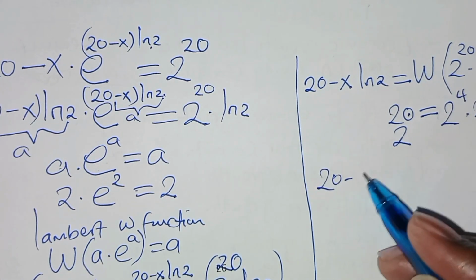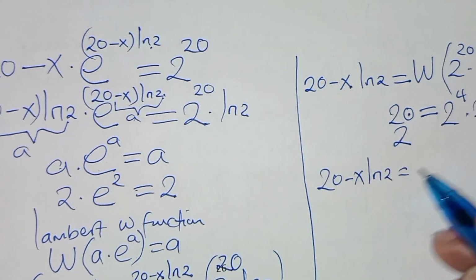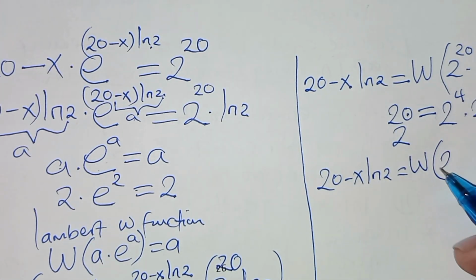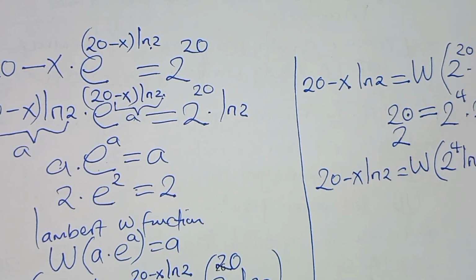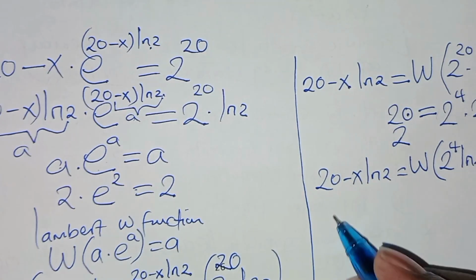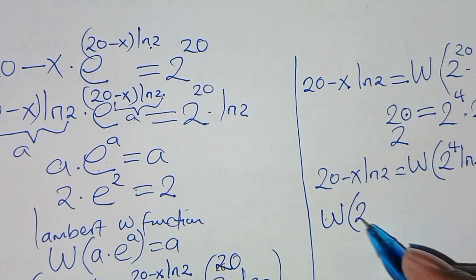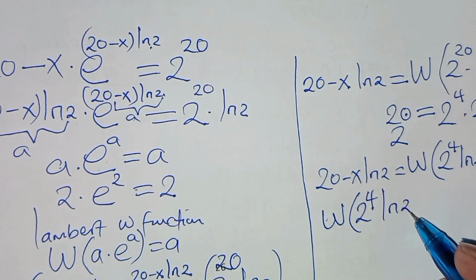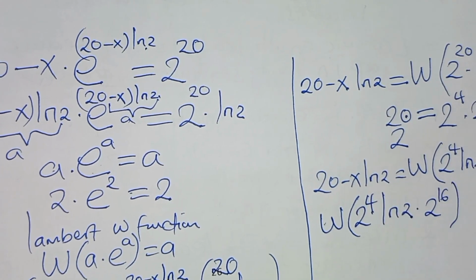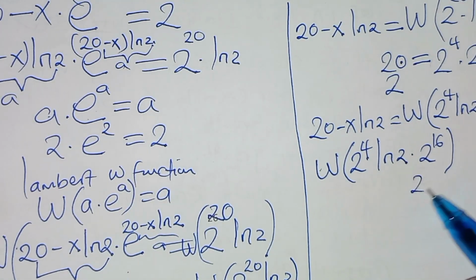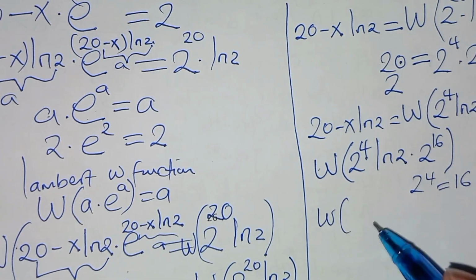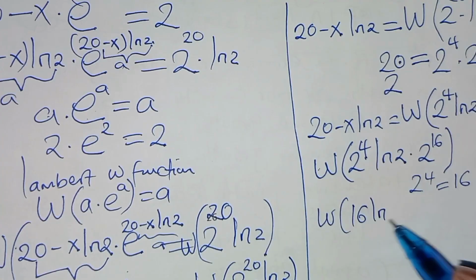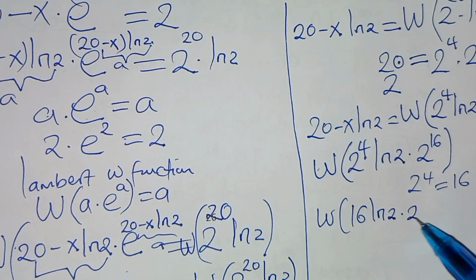We have 20 subtract x on the left-hand side. This is equal to the W function of 2 to the power of 4 multiplied by ln of 2 multiplied by 2 to the power of 16. Now 2 to the power of 4 here is equal to 16. So we'll have the W function of 16 multiplied by ln of 2 multiplied by 2 to the power of 16.